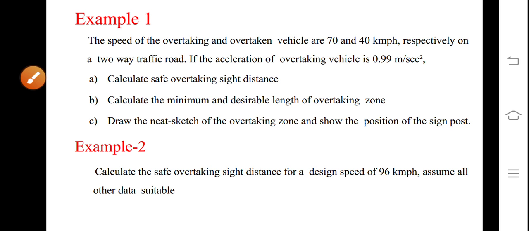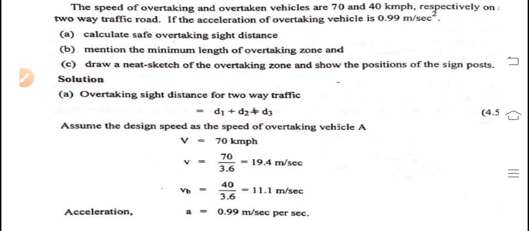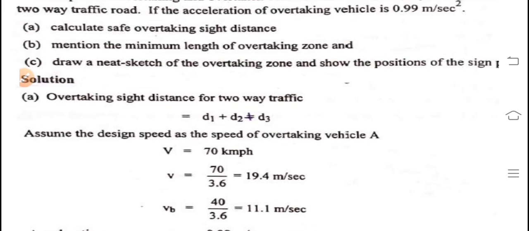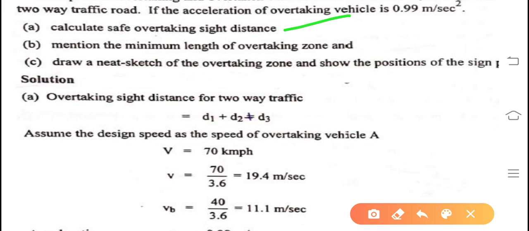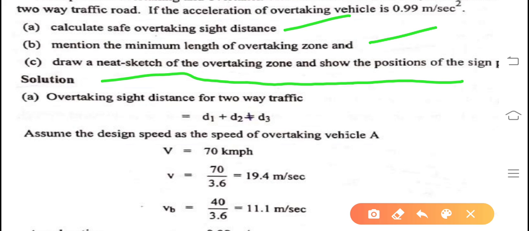Next, example 1. The speeds of overtaking and overtaken vehicles are 70 and 40 km per hour respectively on a two-way traffic road. If the acceleration of the overtaking vehicle is 0.99 meters per second squared, calculate the safe overtaking sight distance, mention the minimum length of overtaking zone, and draw a neat sketch of the overtaking zone and show the positions of the signposts.